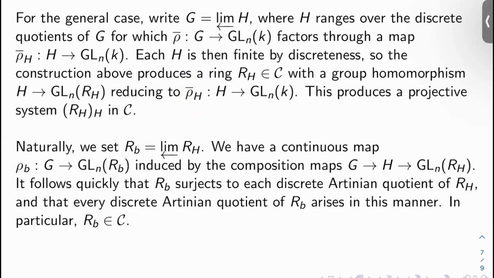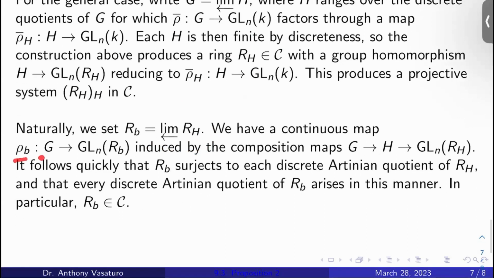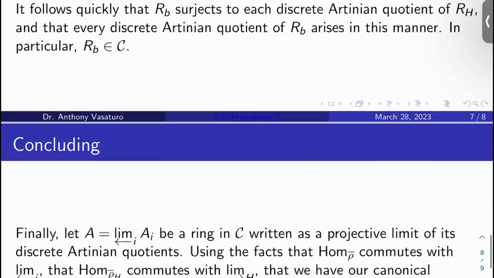Okay, that gives me a projective system RH over the H in C. And then naturally, what do you think I'm going to do to produce my overall RB? I'm going to take the inverse limit over all the RHs. We do have a continuous map rho B from G to GLN of RB induced by the composition maps G to H to GLN of RH. It's easy to check that RB surjects to each discrete Artinian quotient of RH using the above. And it's also easy to check that every discrete Artinian quotient of RB arises in this manner. In particular, RB has to be in C, which is where we need it to be, or else it's not a universal deformation ring.